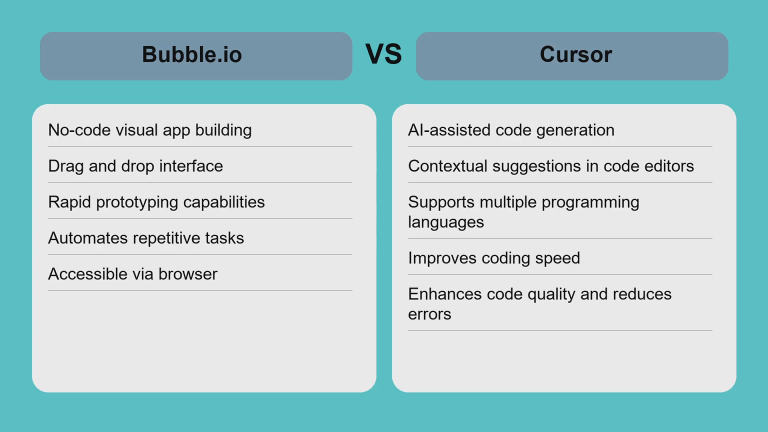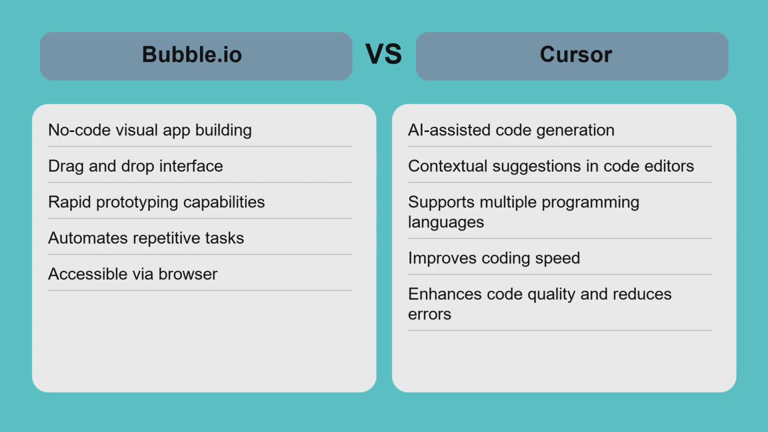Bubble.io excels in no-code app creation, perfect for users with little or no programming skills who want to build web apps quickly. Its visual approach limits customization but speeds up development dramatically. Cursor, on the other hand, targets experienced developers who write code daily and want AI to assist with complex coding tasks. It offers precise, context-aware code generation, but requires coding knowledge to validate AI outputs.